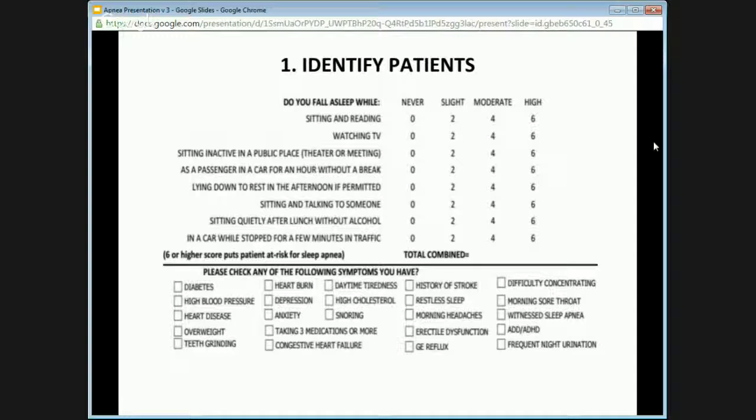Lastly, those symptoms down at the bottom there, check if you have any of these. If they check off 2 or more, they are at risk for sleep apnea. All of those things are directly related to sleep apnea.